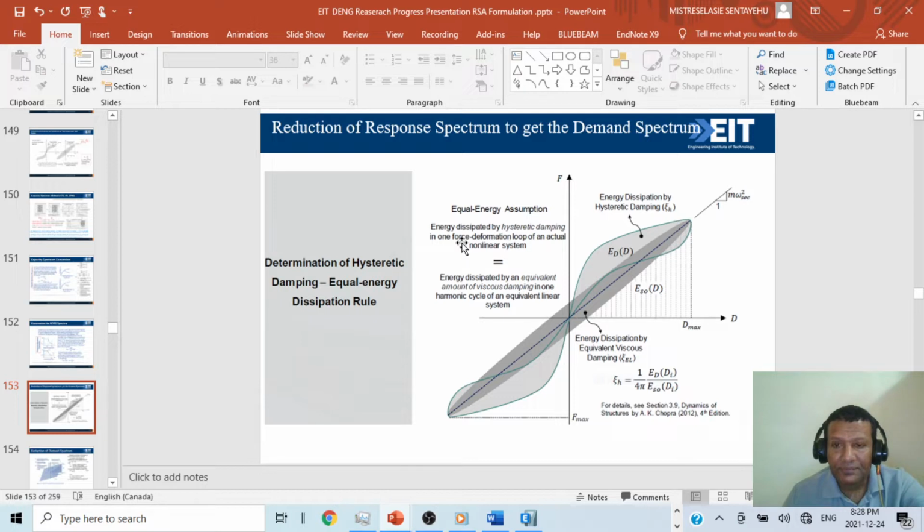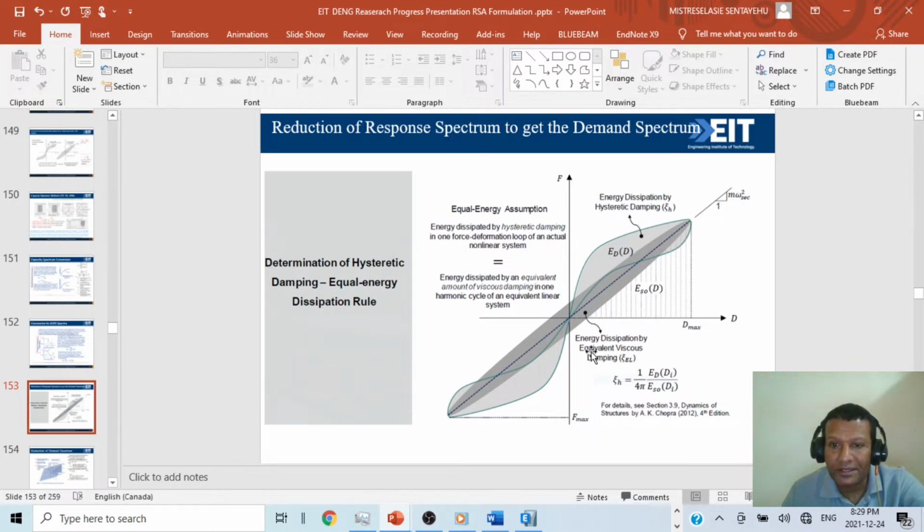What it says: energy dissipated by hysteretic damping in one force deformation loop of an actual nonlinear system is equal to energy dissipated by an equivalent amount of viscous damping in one harmonic cycle of an equivalent linear system. So this is what they use. As you can see here, energy dissipated by hysteretic damping is here, and energy dissipated by equivalent viscous damping is here on the other side.